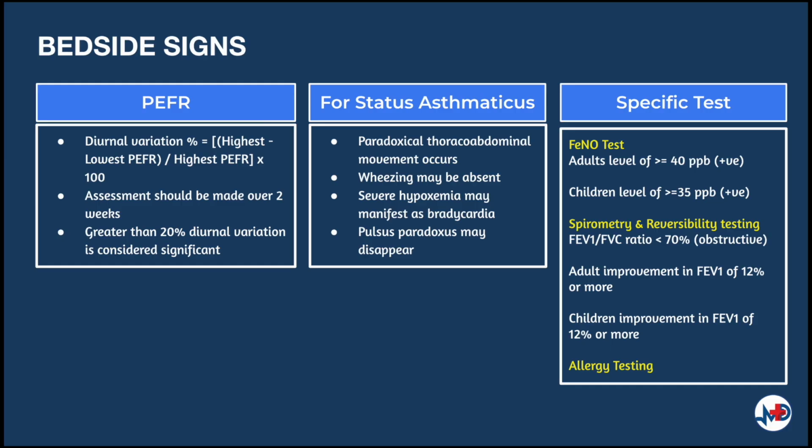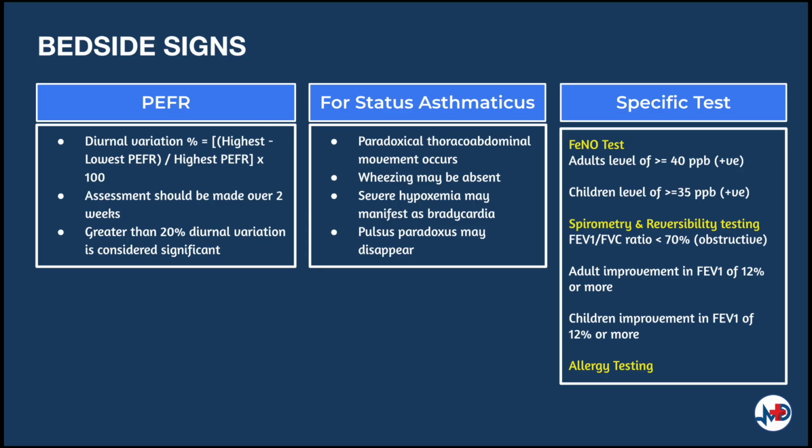Apart from that, in status asthmaticus, there are specific signs that will tell us there is imminent respiratory arrest, which include paradoxical thoracoabdominal movement, wheezing which may be absent, severe hypoxemia which may manifest as bradycardia, and pulsus paradoxus may disappear. And this finding suggests respiratory muscle fatigue.